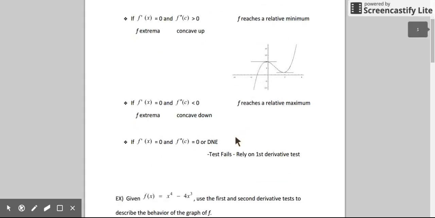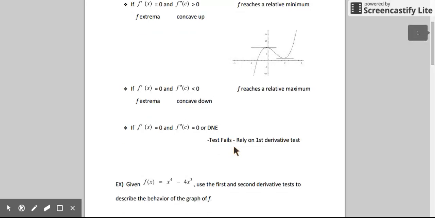If your first derivative is zero, or you find zeros of your first derivative, and the second derivative is also zero or undefined, our second derivative test fails and we've got to rely on the first derivative test. That occurs when some functions are not differentiable beyond their first or second derivative.